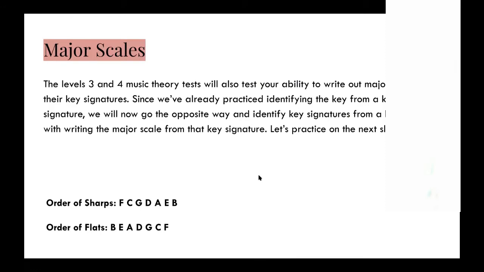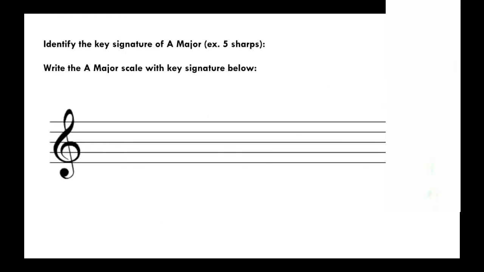So usually on my music theory tests, I didn't really have to write the whole scale down. I might have written a few notes, but it's just great to practice writing the whole scale down. So identify the key signature of an A major, and then write the A major scale with the key signature below. So if you think that the A major has 5 sharps, you can just write the 5 sharps down. I'm not saying that's right, but that's just an example.